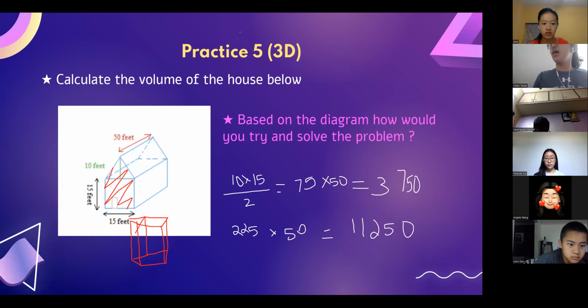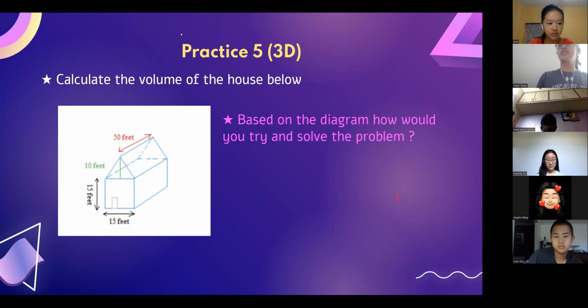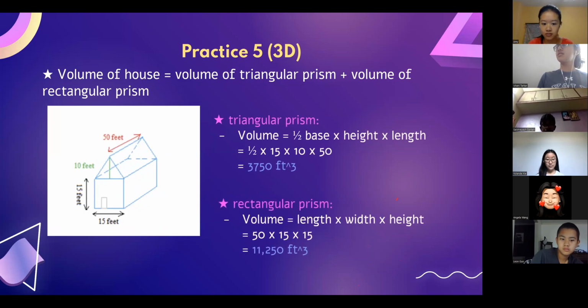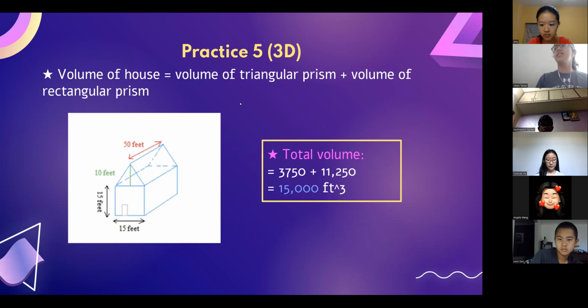So we would add 3750 and 11250, and we'd get 15,000 as the volume of the house, not the area, the volume. So it would be 15,000 feet cubed. The answer is 15,000 feet cubed.